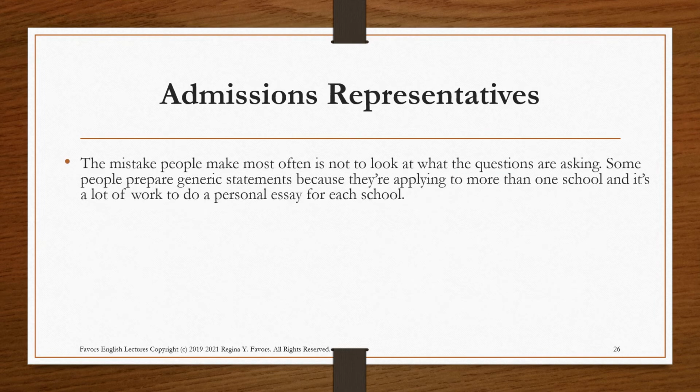Admissions representatives will often say that the mistake people make most often is not to look at what the questions are asking. Some people prepare generic statements because they are applying to more than one school, and it is a lot of work to do a personal essay for each school. But each school, each program, each institution, each faculty may have been taught the same way, but their application of knowledge might be a lot different. And so you want to tailor your applications.